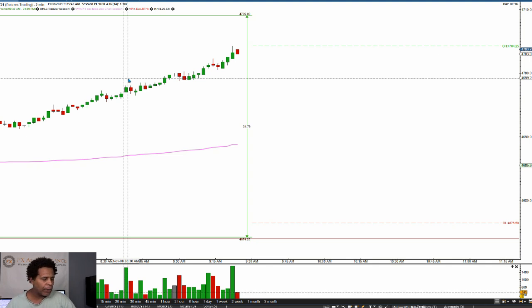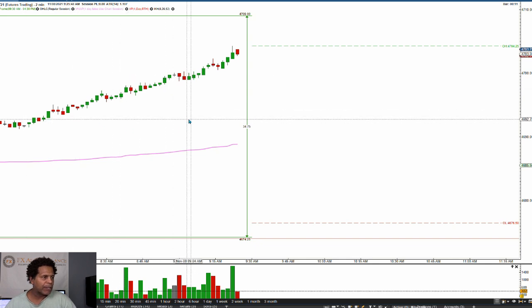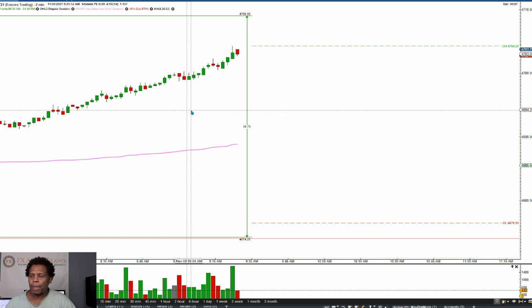So we'll just be trading with VWAP, basically support and resistance and market structure, looking at chart patterns and so forth.